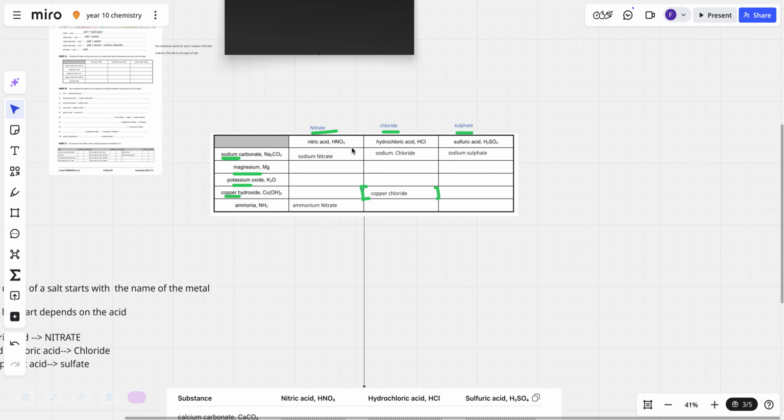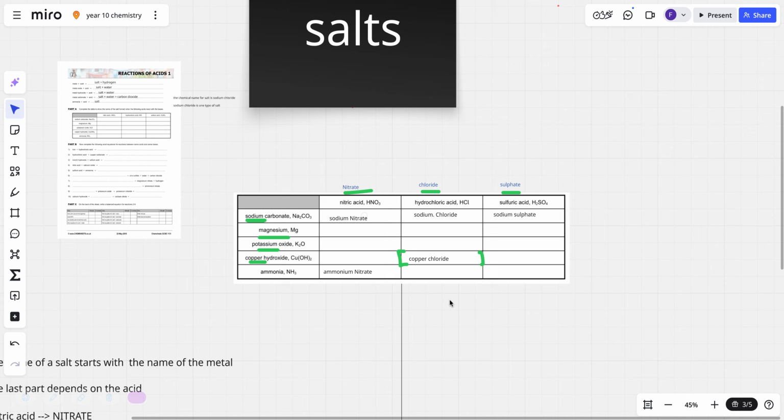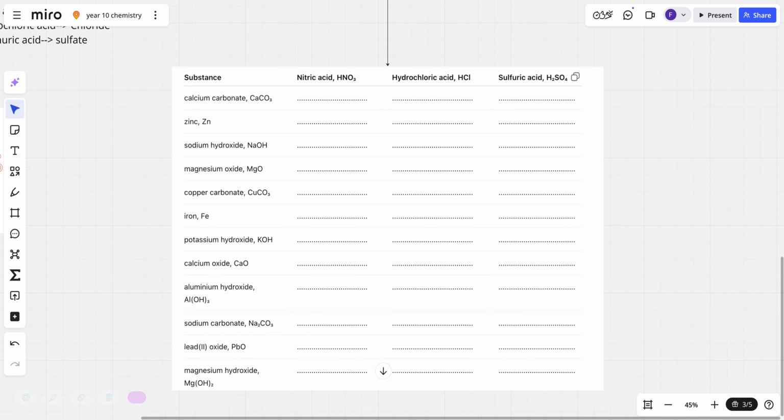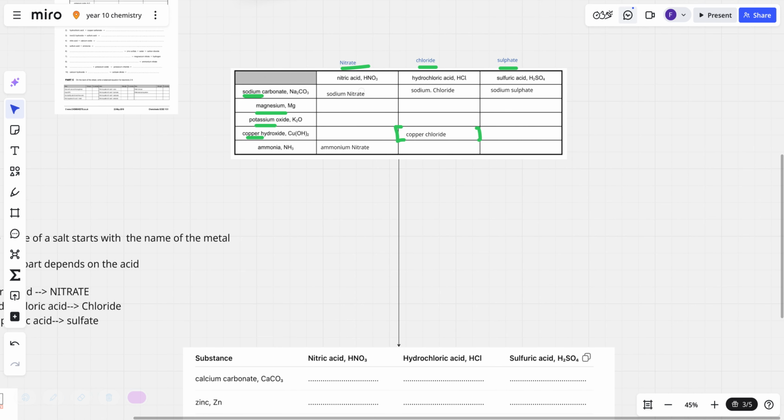Okie dokie, your job is to finish this table. Once you finish that table, your job is to finish this table down here. All right? That's the plan for today, young ones.